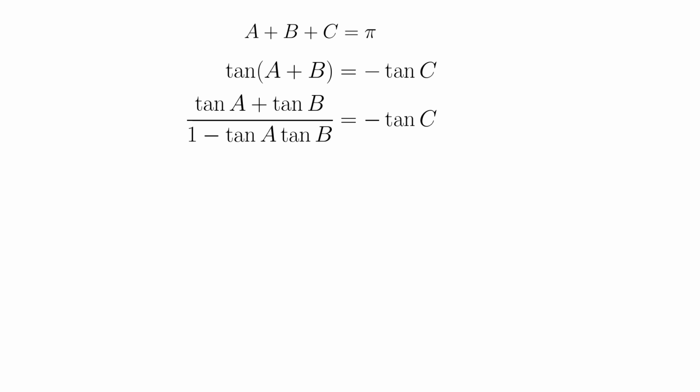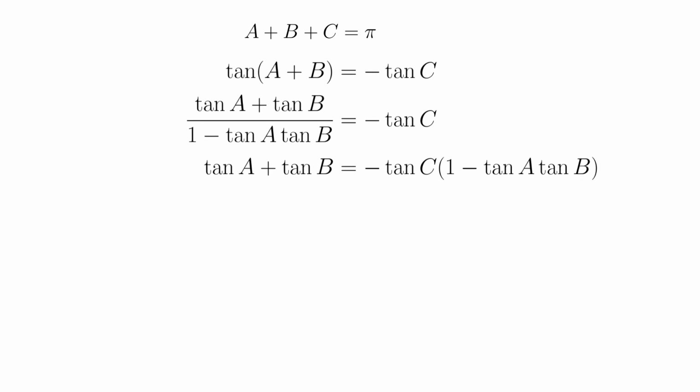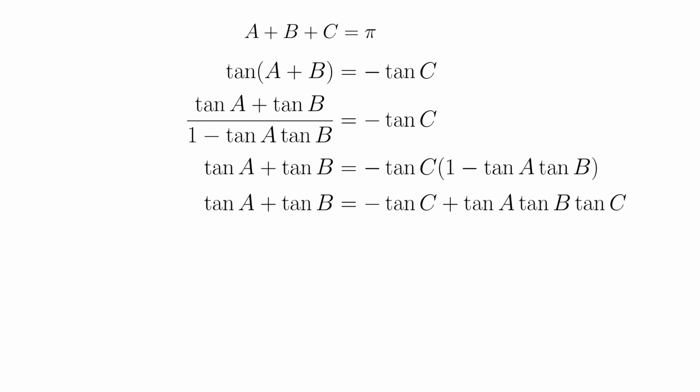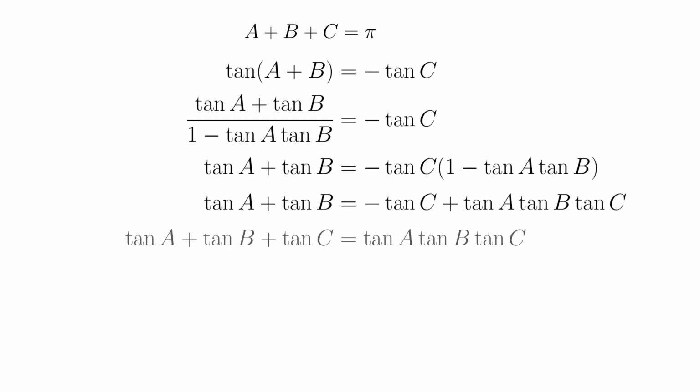Now we move the denominator, 1 minus tan A tan B, to the other side. Opening the bracket, we get something like what you see on screen. Taking tan C to the other side, we end up getting a beautiful result: the sum of the individual tangents equals their product. Please note, this identity is true for all triangles.